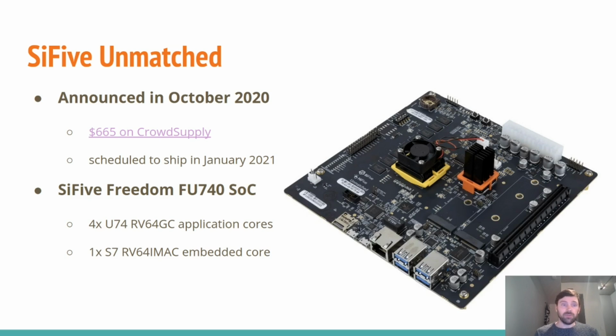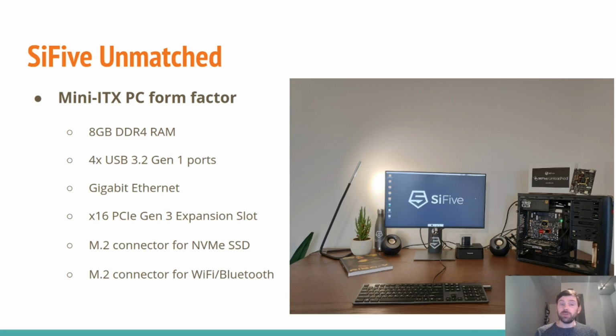SiFive also followed up back in October with a new version of the dev board. The new one's called Unmatched, and this one is on Crowd Supply right now for $665, and it's expected to ship at the beginning of next year. This has a new SoC from SiFive called the FU740, which is a much higher performance one with 4 64-bit cores for running Linux, and also one of those companion cores as well. One of the things you might notice is it's a mini ITX form factor, so it's possible to build a proper PC out of this, and that's what was demoed at a conference recently.